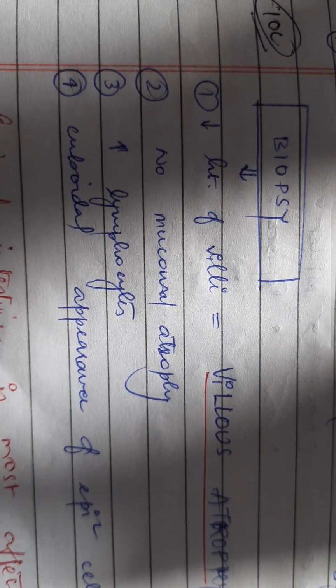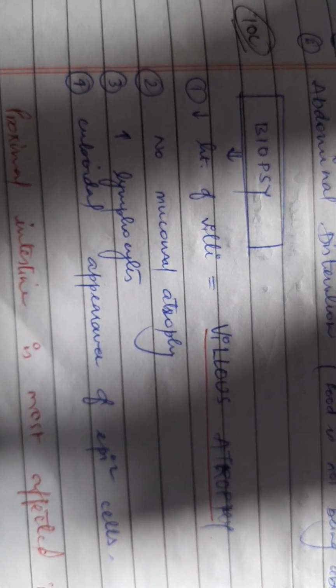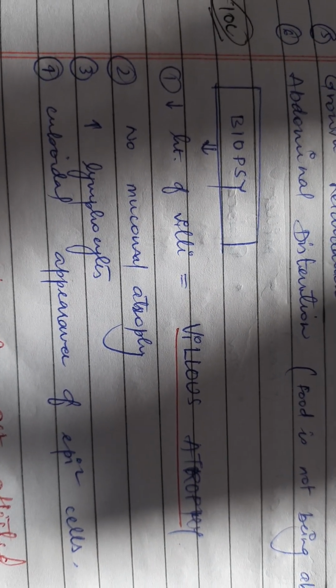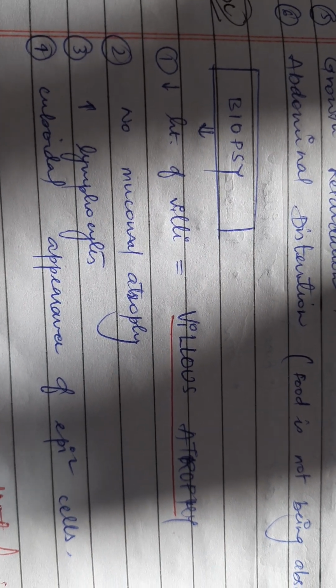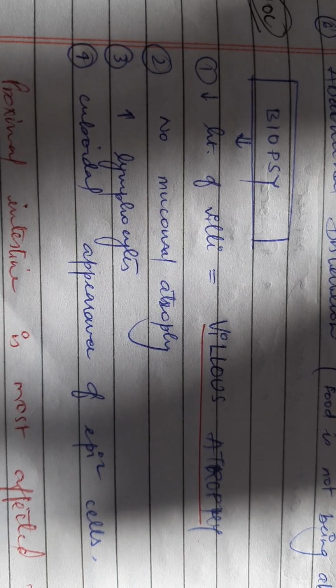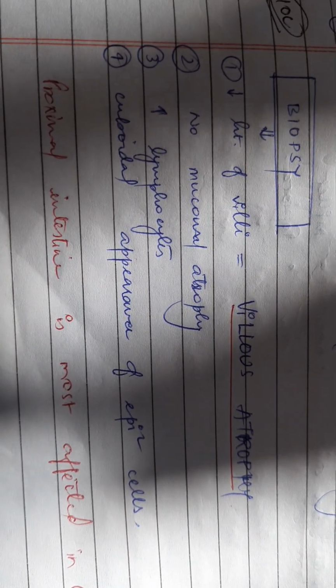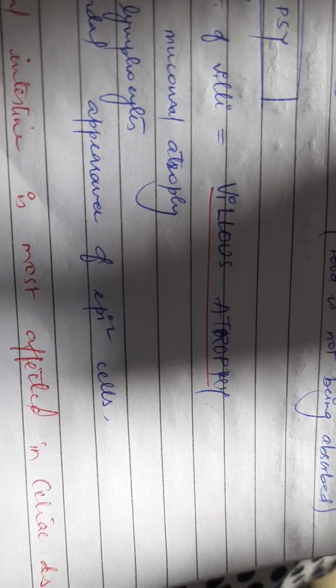In biopsy, the height of villi decreases, villi get atrophied, there is mucosal atrophy, increased lymphocytes, and cuboidal appearance of epithelial cells. The proximal intestine is more affected in celiac disease, meaning the duodenum and that part.